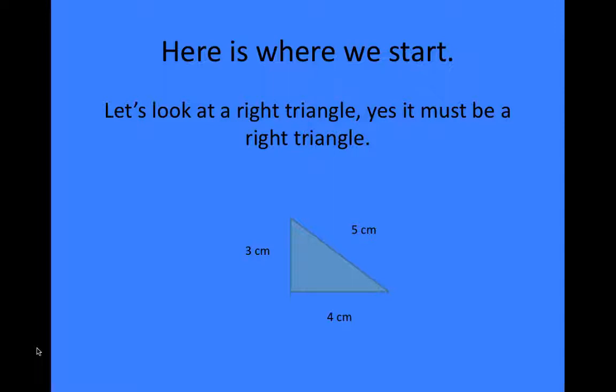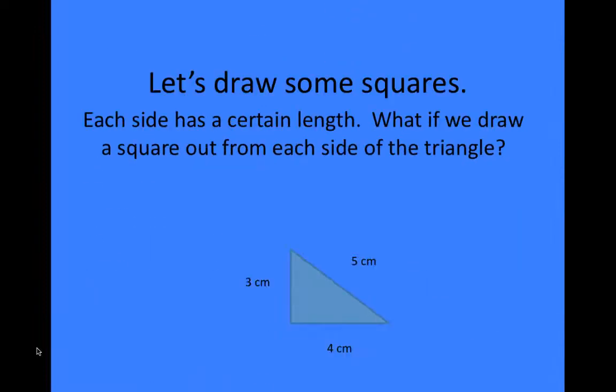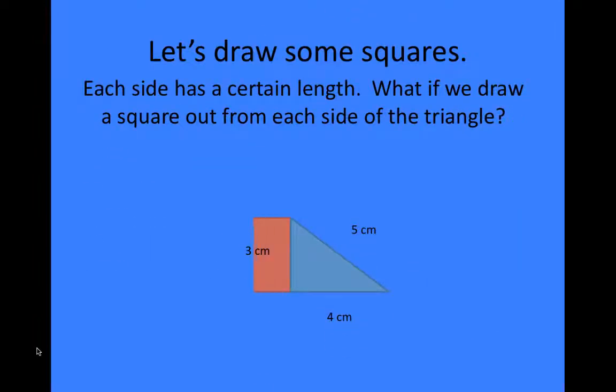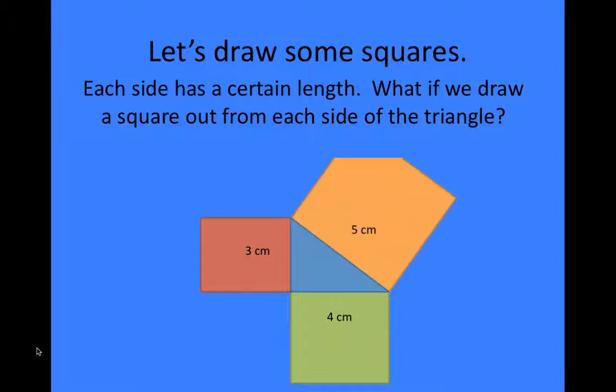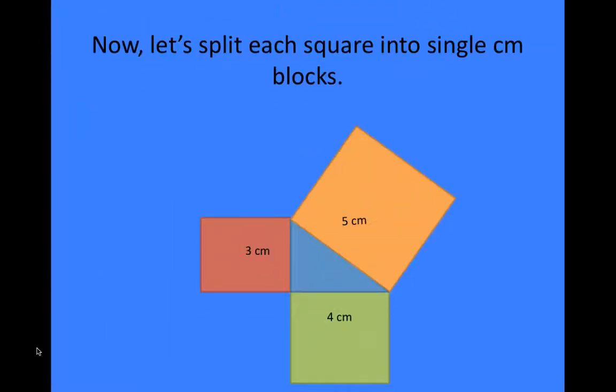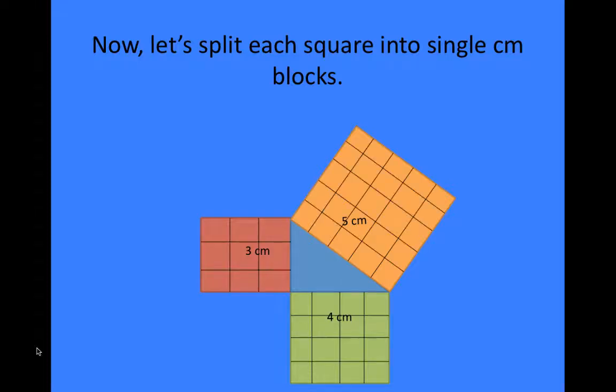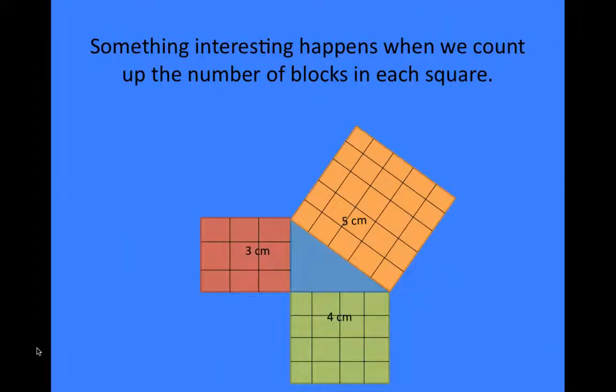Here's where we start. First, we start with a right triangle. It has to be a right triangle. One side is 3, the other side's 4, and the other side's 5. We're going to draw some squares. Next, we're going to draw lines to make it into blocks. If you count the squares, 3 centimeters and 4 centimeters add up to 25, which is the one with 5 centimeters. So we have 9 plus 16 equals 25.